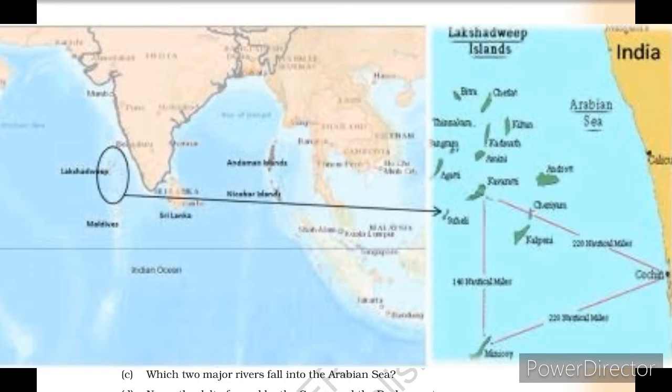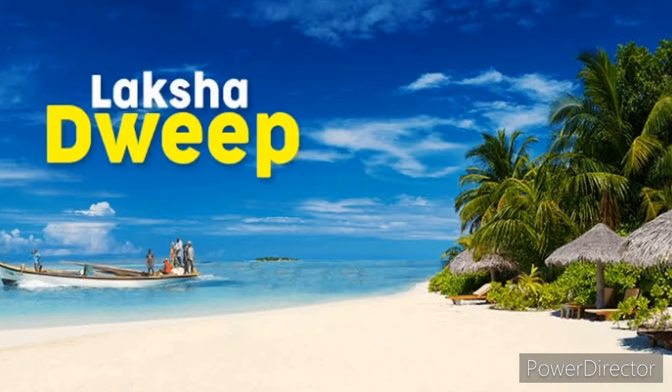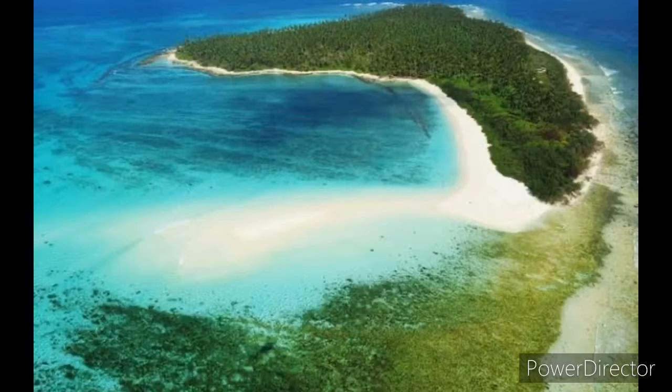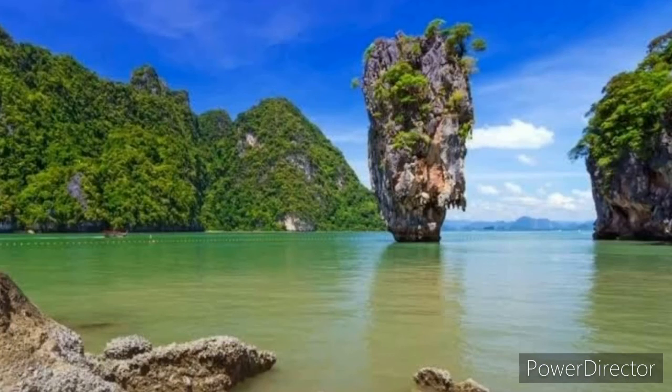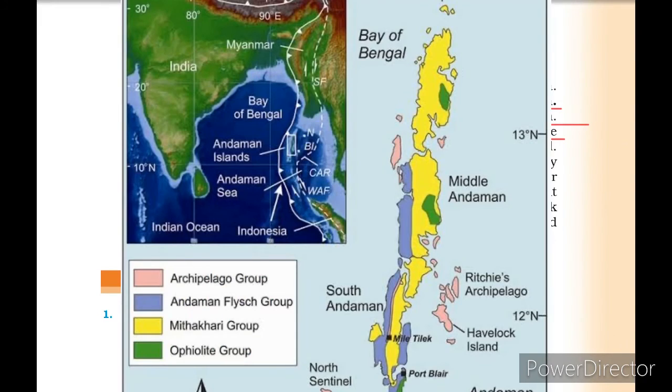Now let us understand two groups of islands located in India. The Lakshadweep Islands are located in the Arabian Sea. These are coral islands located off the coast of Kerala. Another group of islands is the Andaman and Nicobar Islands, which lie to the southeast of the Indian mainland in the Bay of Bengal.